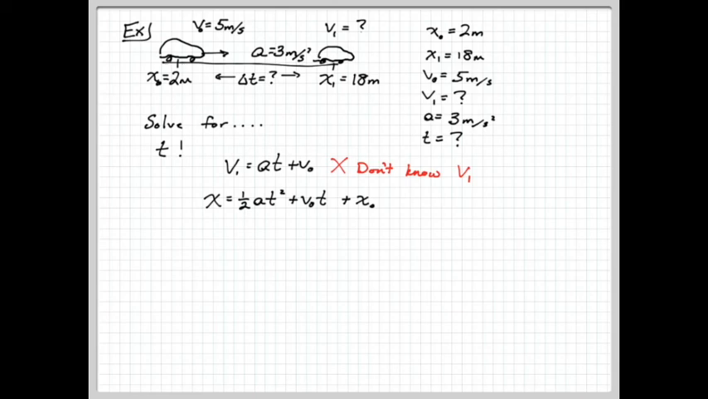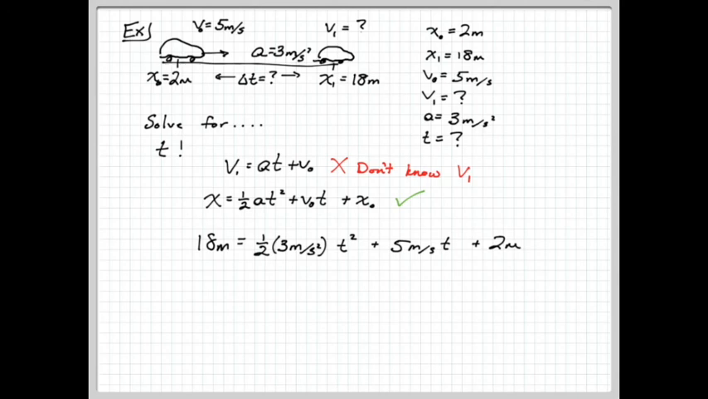Do we know the final x position? Yes, it's 18 meters. Do we know the acceleration? Yes. Do we know the initial velocity? Yes. Do we know the initial position? Yes. We know everything in this equation but time. So this is what we want to use. So I'm going to plug in all my numbers. Okay, so these numbers came straight from the list.